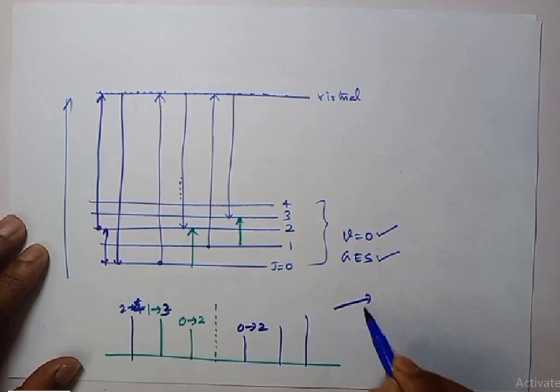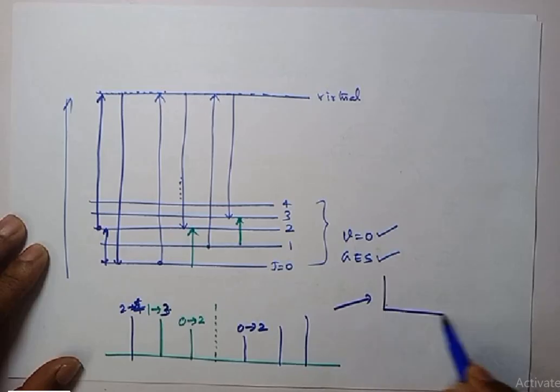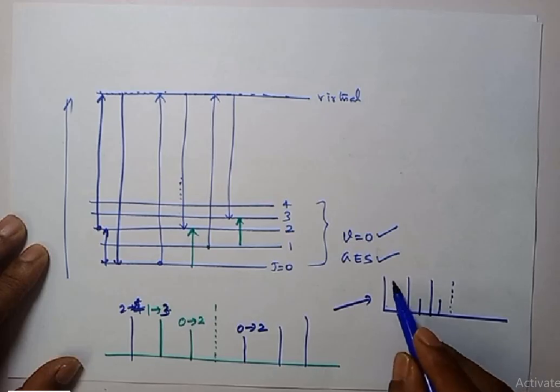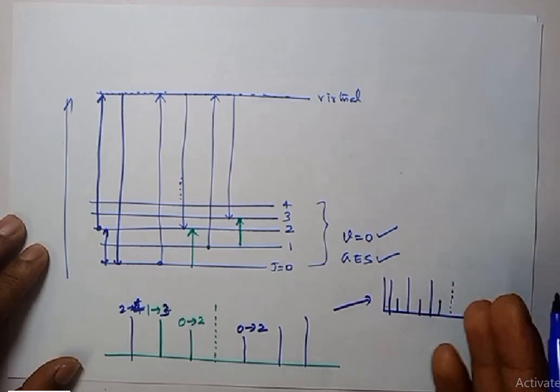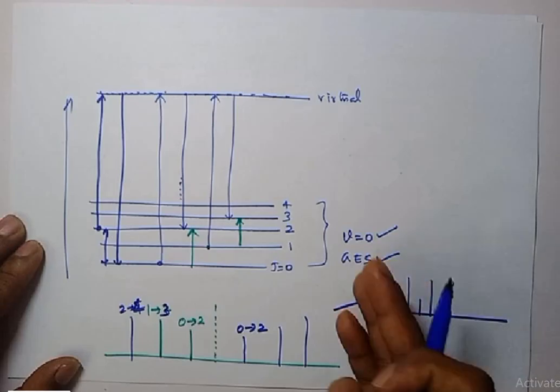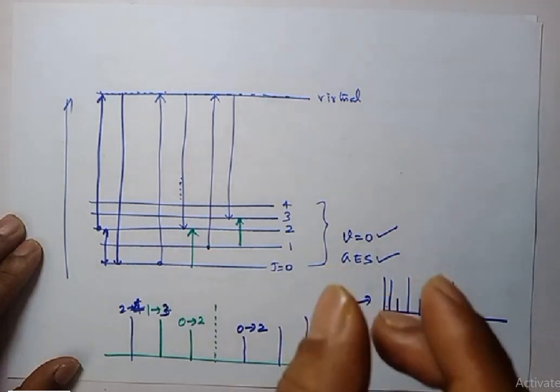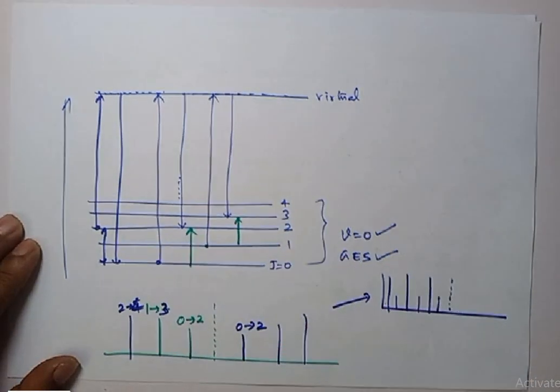See, let me show you here. What is meant by alternation in intensity? See, this is the Rayleigh line. The first line may be less intense, the second line may be more intense. The third line less intense, the fourth line more intense. Less intense, more intense. Like that, the intensity alternates. So there is an alternation in intensity, right, which appears when the nuclei of the molecule have spin.